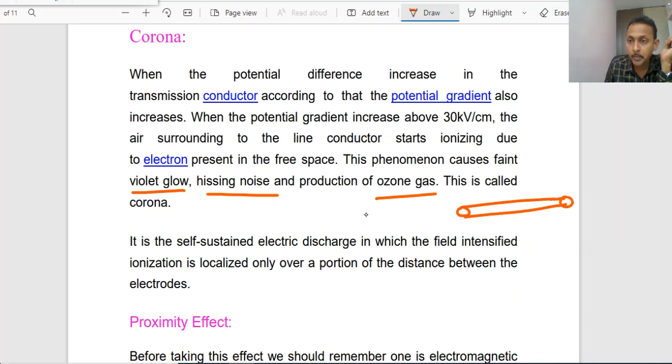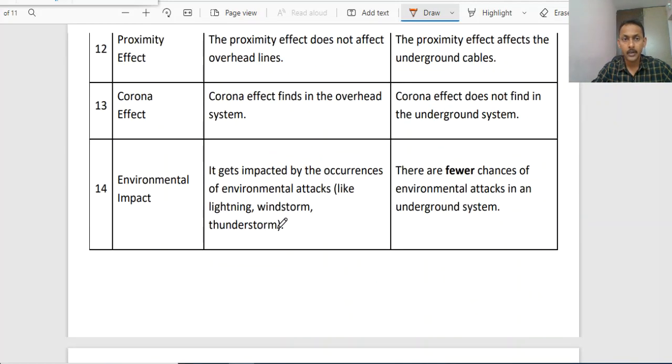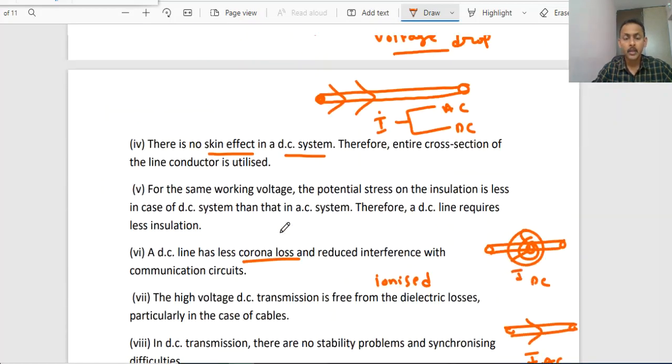Simply to say, because the current magnitude is very high, because of the high magnitude of current flowing in the conductor, the particles around the conductor surface will get ionized. This is going to release some violet glow or hissing noise and the production of ozone gases. Such an effect can also be less if it is a DC system.